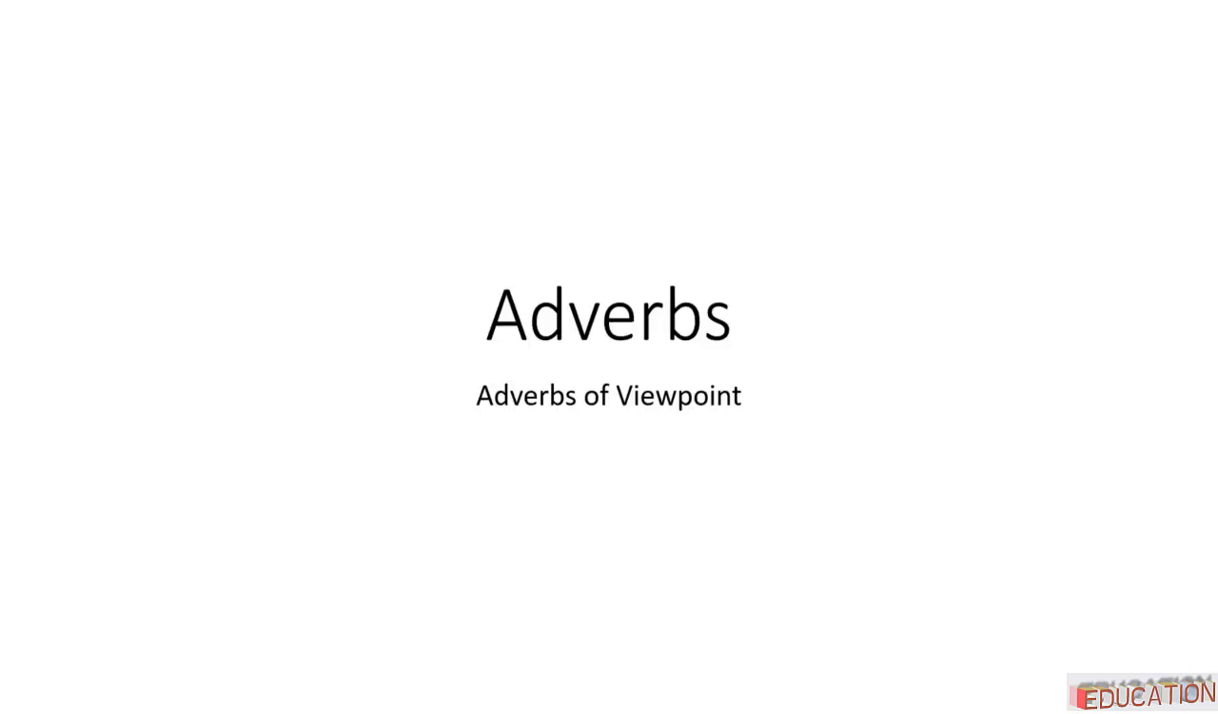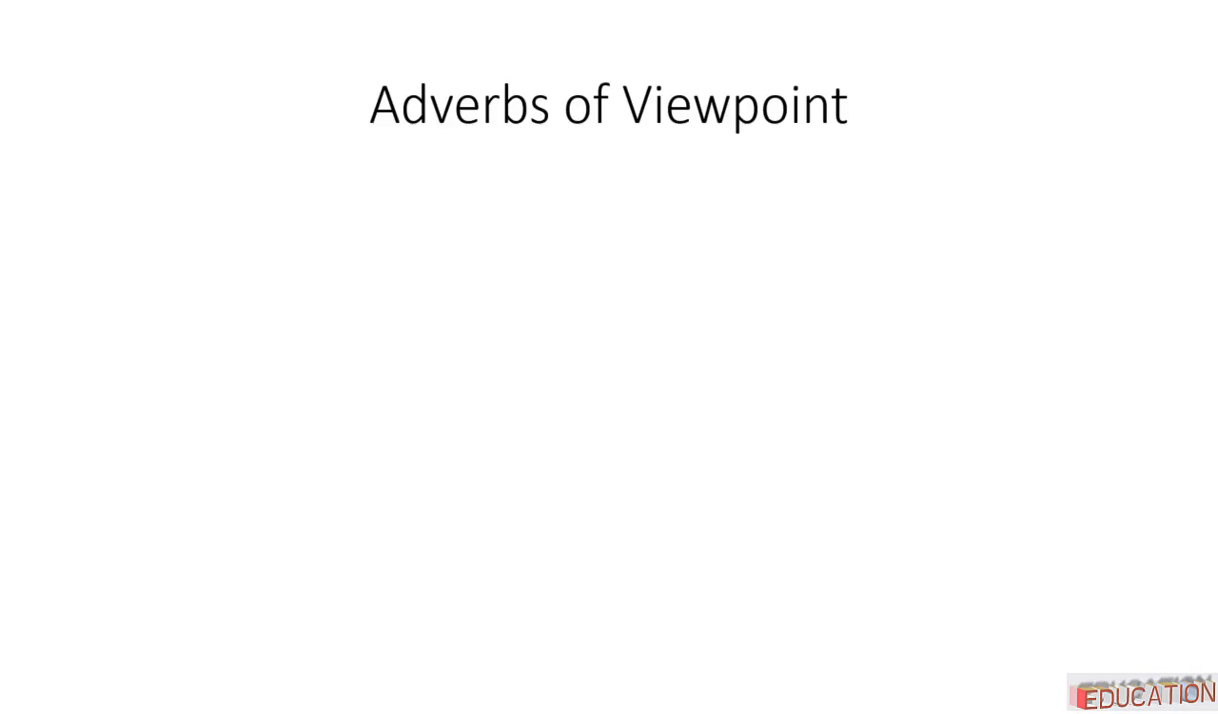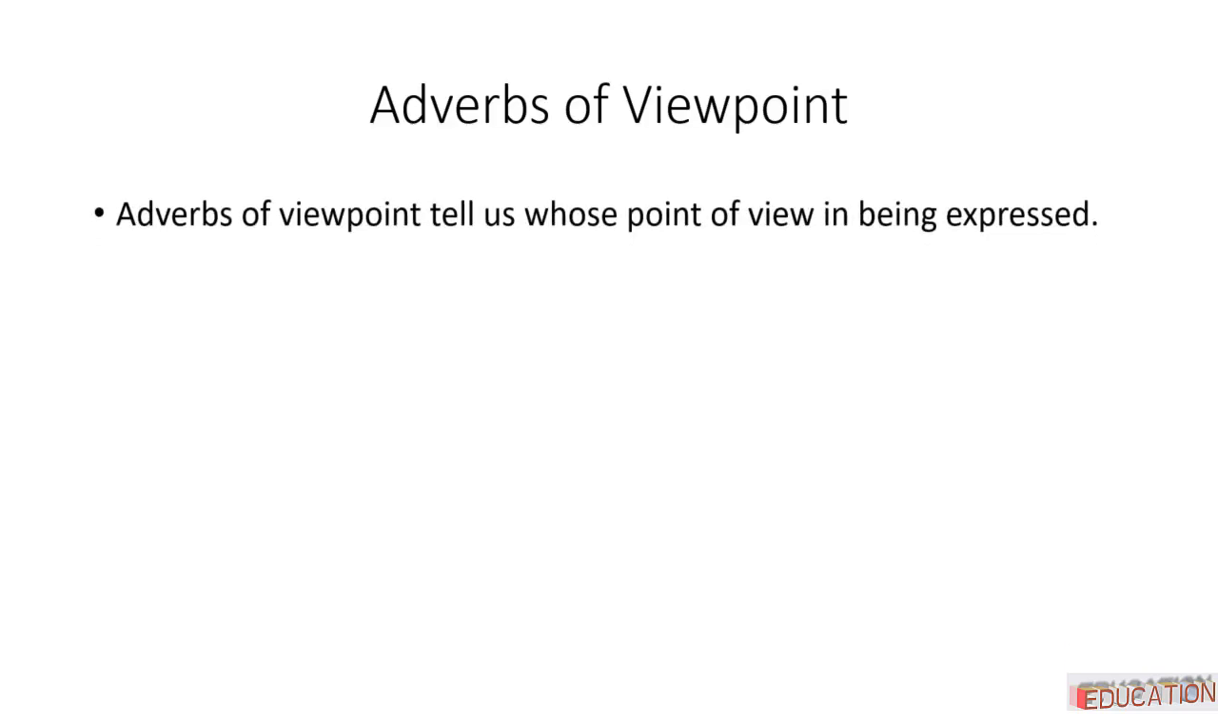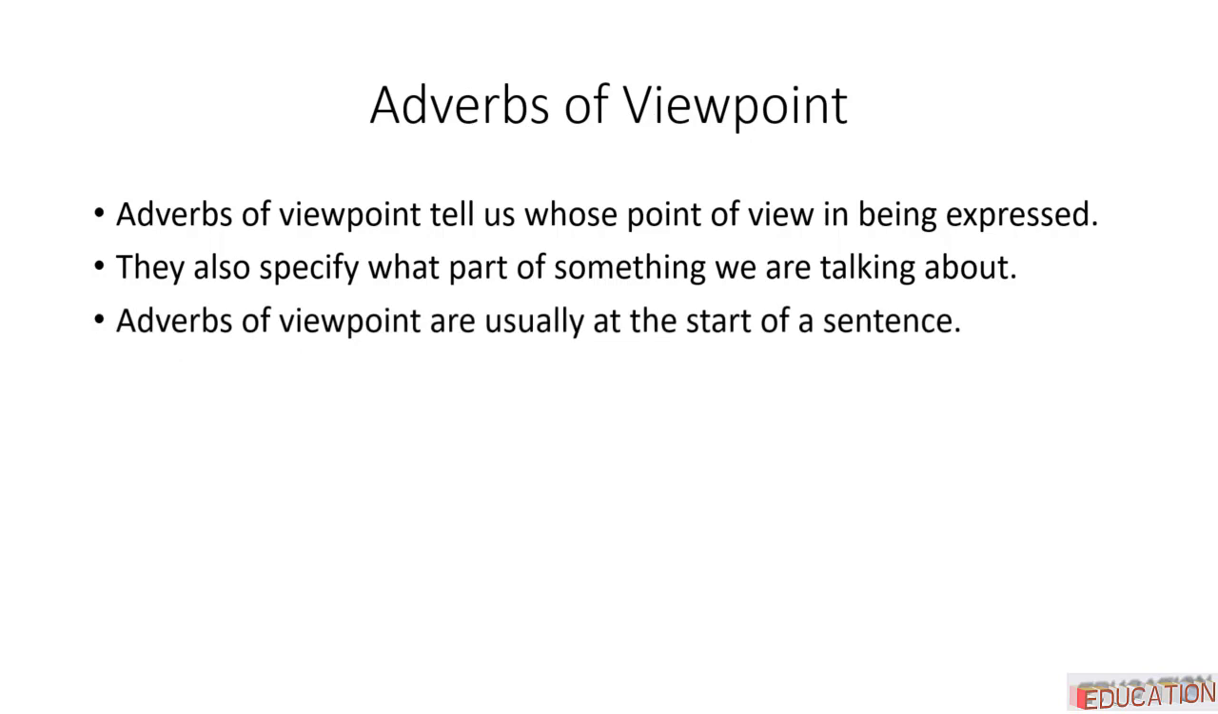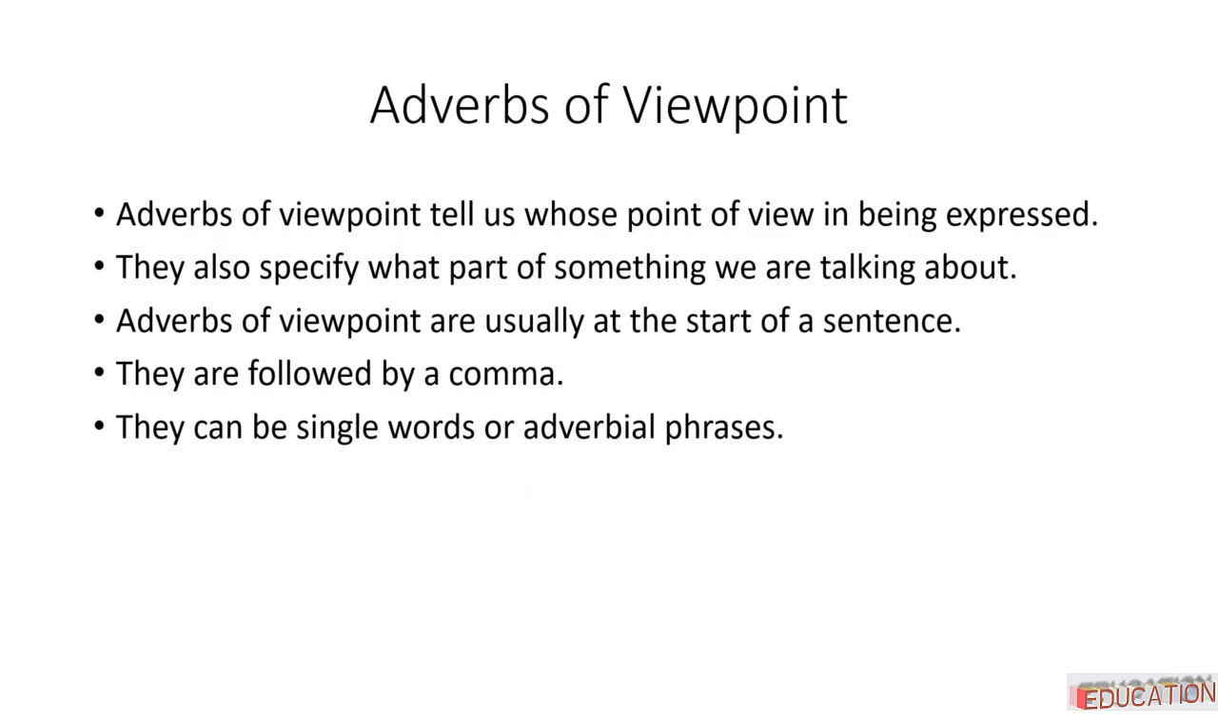This lesson is on adverbs of viewpoint. So adverbs of viewpoint tell us whose point of view is being expressed. They also specify what part of something we are talking about. And these adverbs of viewpoint are usually at the start of the sentence, where they're followed by a comma. They can be single words or adverbial phrases, and we'll see examples of all of these now.